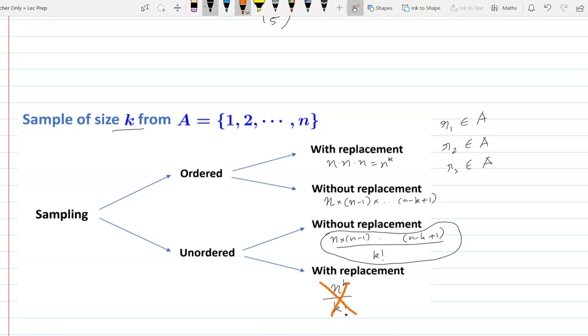So what is the correct answer? Sir, can you repeat your explanation once? So what are we doing? We are doing this with replacement. Okay, I selected this with replacement.